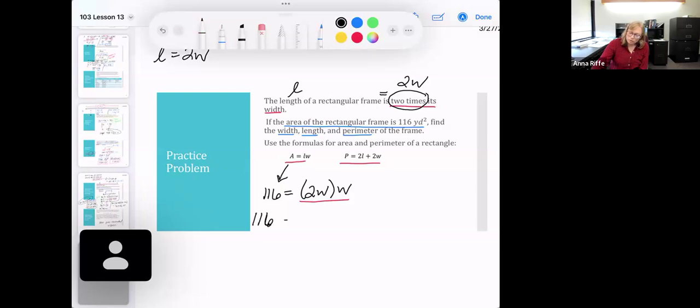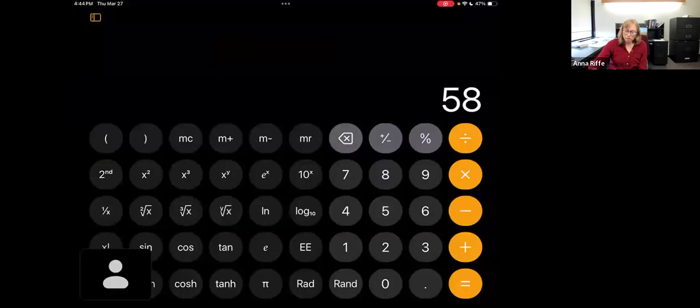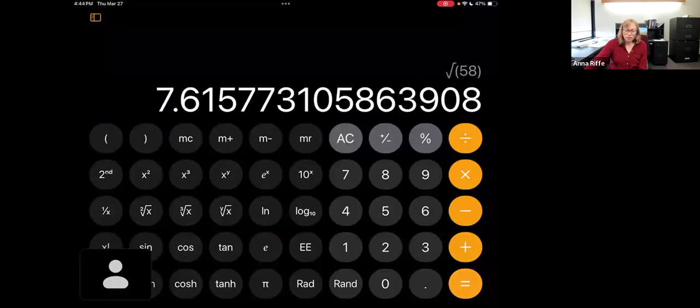I have parentheses in this equation. 2W times W is W squared. I can now undo the multiplication by division. Gives me 58 is equal to W squared. I have a square exponent to deal with now. I can undo that by taking the square root of 58. Let's go ahead and do that one in the calculator, because we're going to use that quantity. Square root of 58 is 7.62. I will leave that number in my calculator.